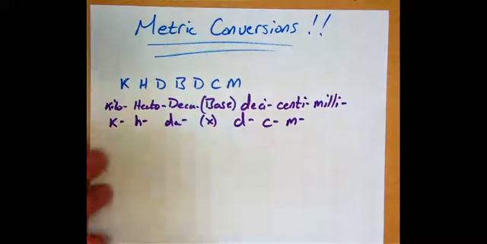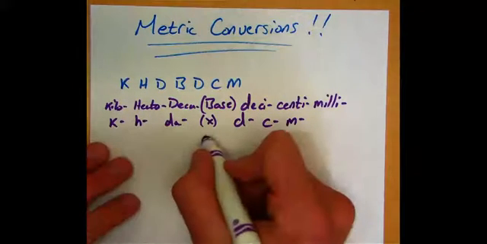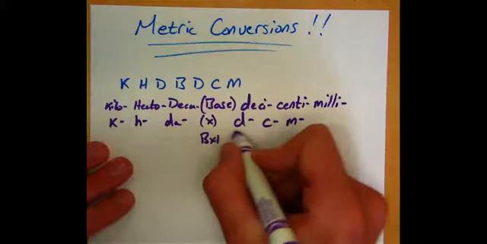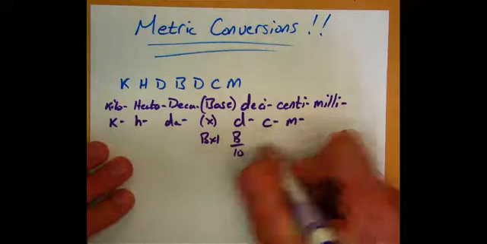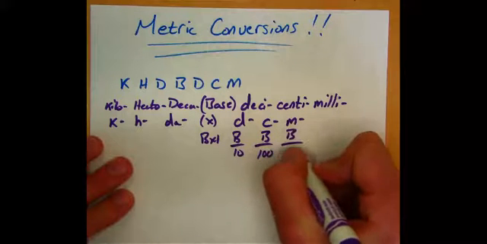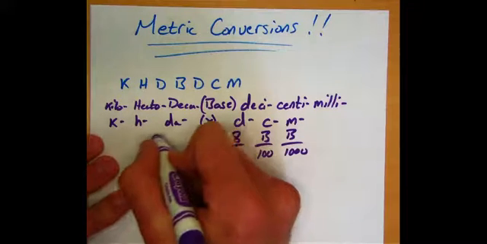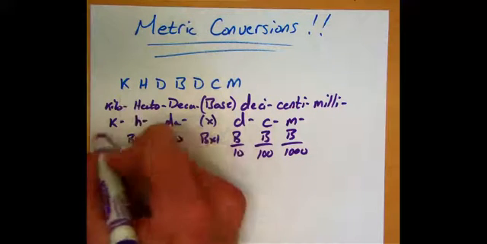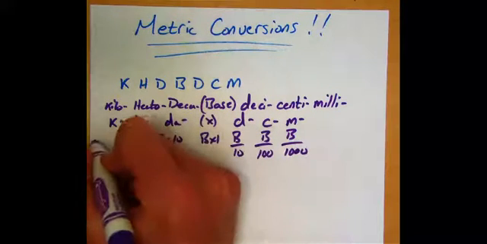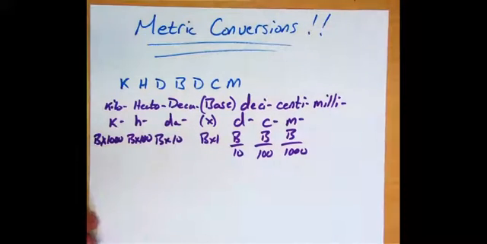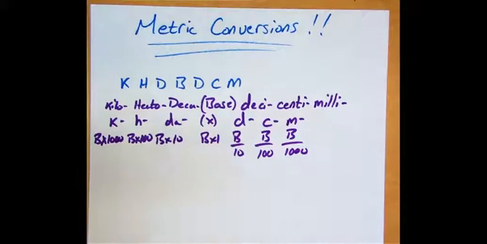Metric system is beautiful in that each of these is a multiple of 10. So this is our base times 1, this is our base divided by 10, base divided by 100, base divided by 1000. This is our base times 10, this is our base times 100, and 1 kilo is our base times 1000. Perfect.